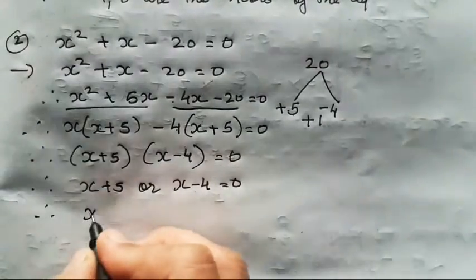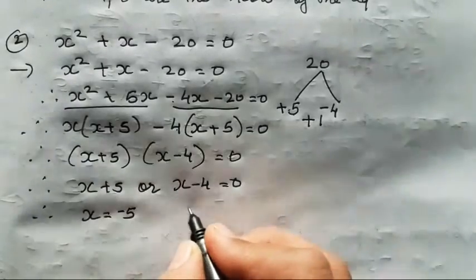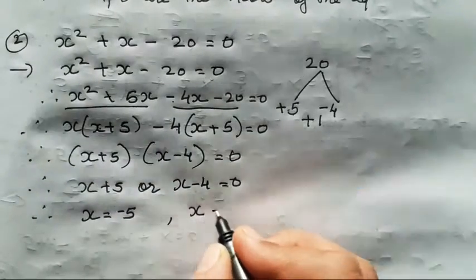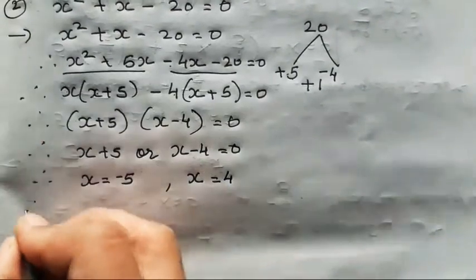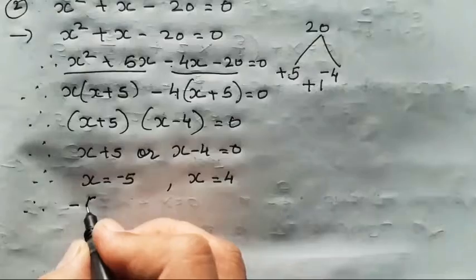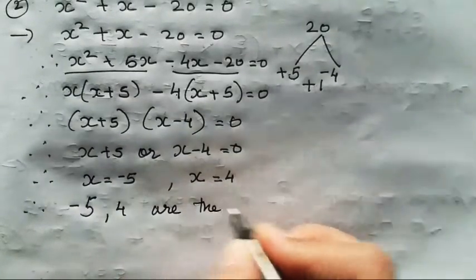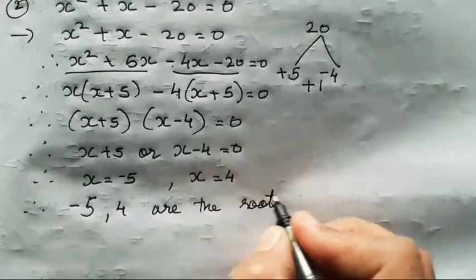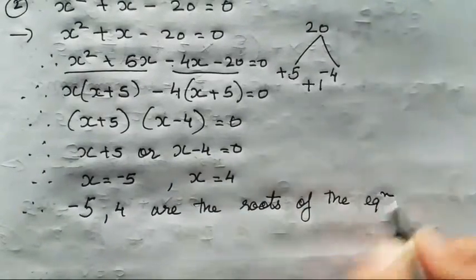So therefore when you change the sign, plus is going to change to minus, and over here also minus is going to change to plus. Okay, so therefore what are the terms? Minus 5 and 4 are the roots of the equation. Let's move on to the third sum.